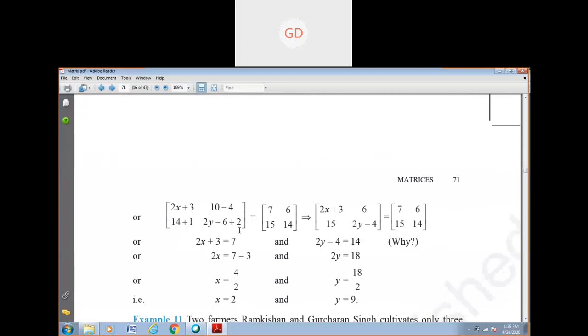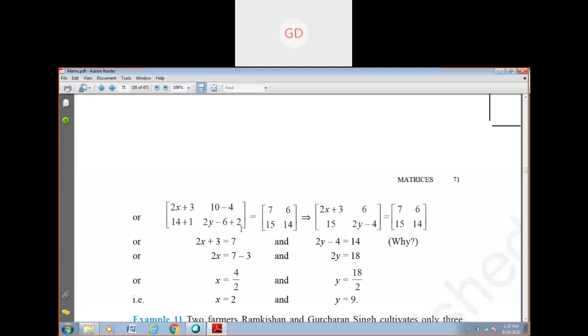Now the left hand side is one matrix and the right hand side is another matrix. We have converted the left hand side into a single one. So now two matrices are equal. By the concept of equality of two matrices, as we discussed in the last class, we can consider the corresponding elements equal. So now these two matrices are equal, and we can equate the corresponding elements.